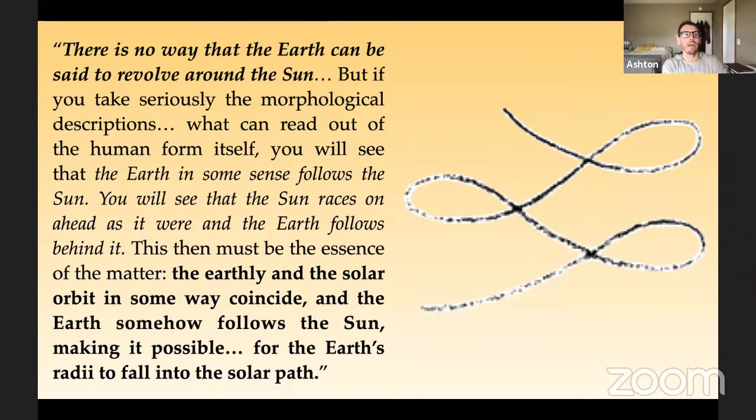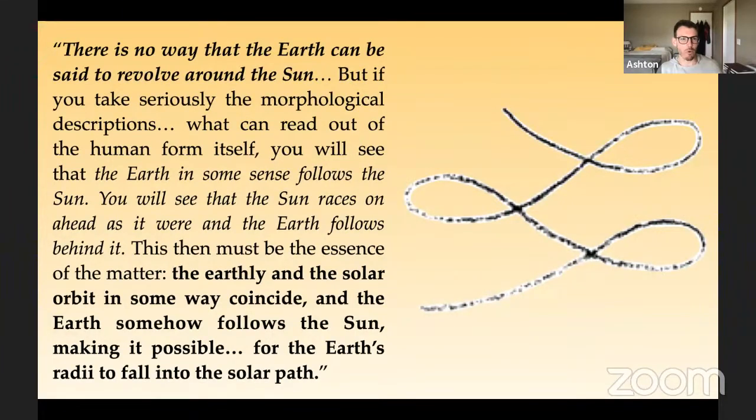Yeah, so then he goes on to say, there is no way that the Earth can be said to revolve around the sun based on this morphological consideration. But if you take seriously the morphological descriptions, what can be read out of the human form itself, you will see that the Earth in some sense follows the sun. You will see, and this is the figure that he drew, that the sun races on ahead, as it were, and the Earth follows behind it. This must then be the essence of the matter.